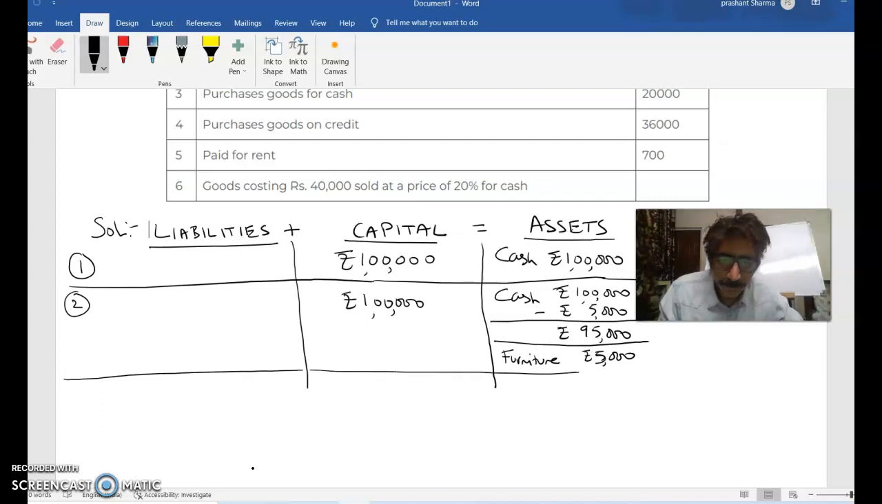So your RHS, that is asset side total, is coming out to be how much? Cash is 95,000 as you can see, and 5,000 furniture. That makes it 1 lakh. On the LHS, capital is 1 lakh. So both sides are the same. Let's move on to the third one.